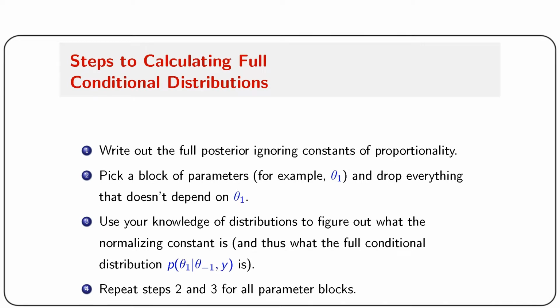The steps to calculating full conditional distributions: write out the full posterior ignoring constants of proportionality. Pick a block of parameters, say theta_1, and drop everything that doesn't depend on theta_1. Use your knowledge of distributions to figure out what the normalizing constant is, and thus what the full conditional distribution p(theta_1 | theta_{-1}, y) is. And repeat step 2 and step 3 for all parameter blocks.